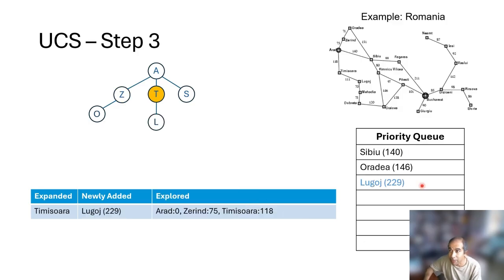Let's see, when we expand Timisoara, we get Lugoj, which has the cost from Arad, which is 118 plus 111, which is 229. And this is in blue. That means this is the newly added node. After Timisoara, we can expand Sibiu, which is at 140.